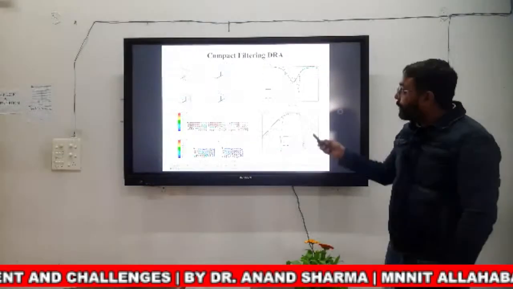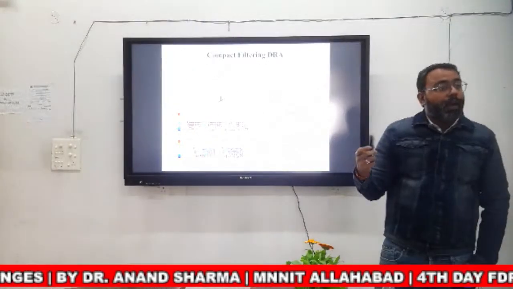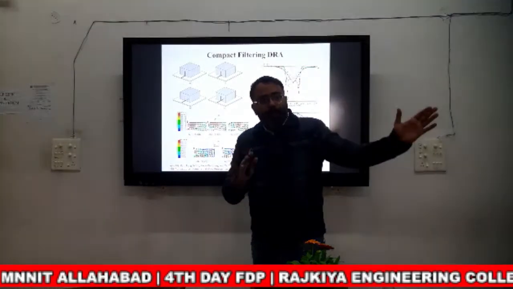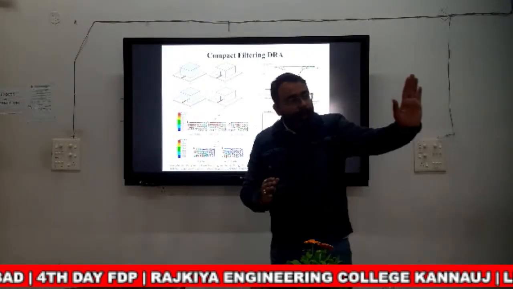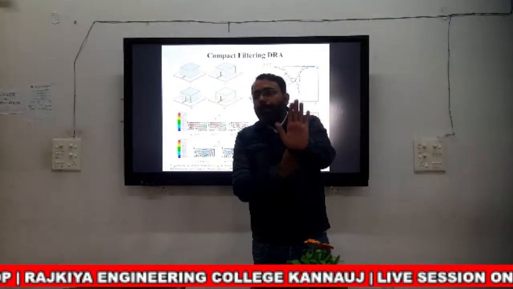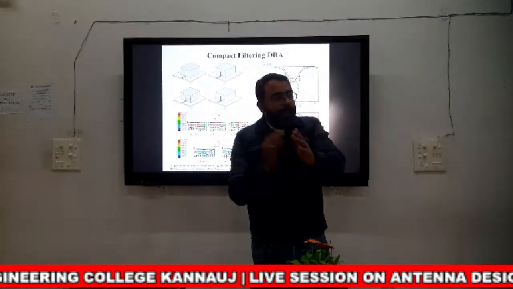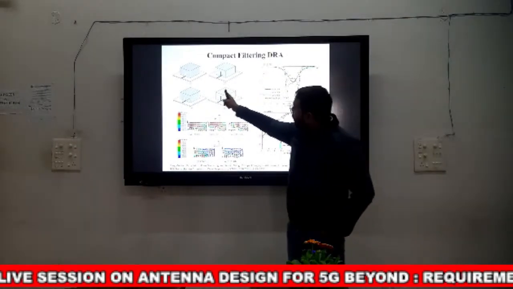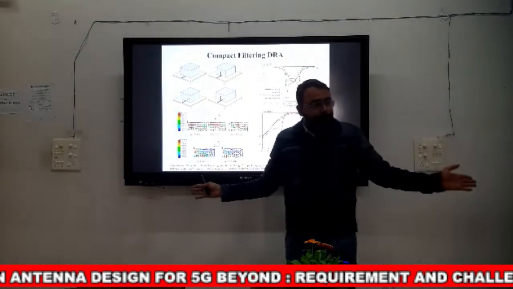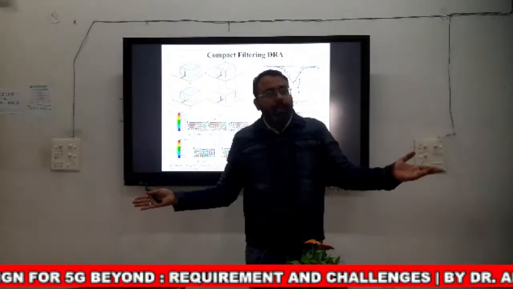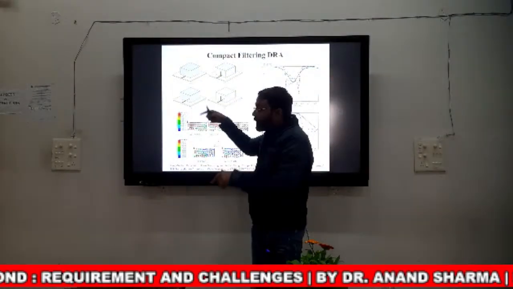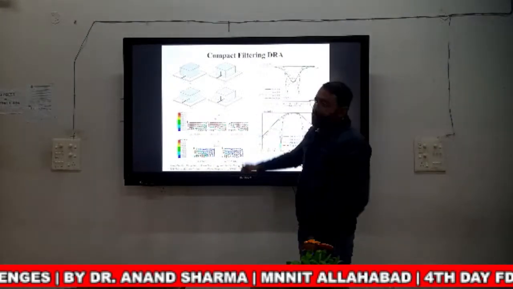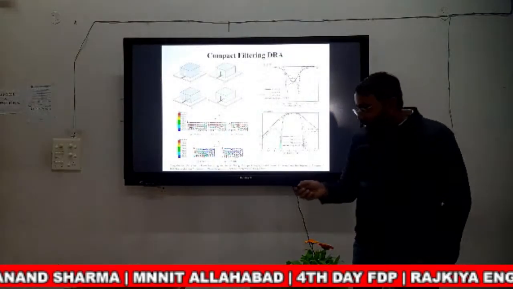So this type of antenna is widely used in 5G communication. When you see the front end of the communication system, we have an antenna, and after that antenna we have a band pass filter to reject the outside band frequencies. This type of antenna eliminates this requirement, because the antenna itself behaves like a band pass filter. That's why it is called a filtering antenna. So it is widely used in 5G communication.